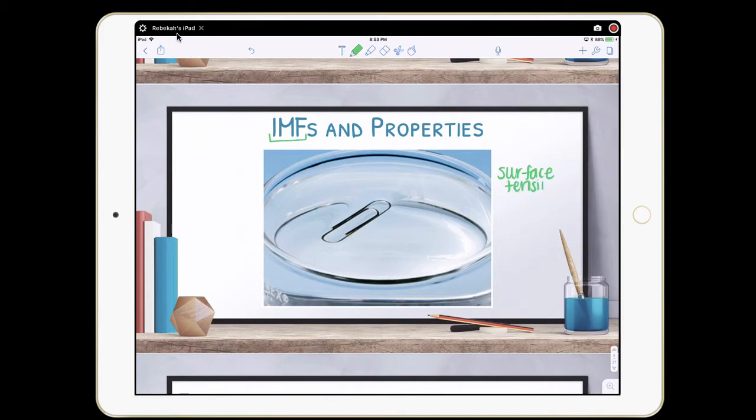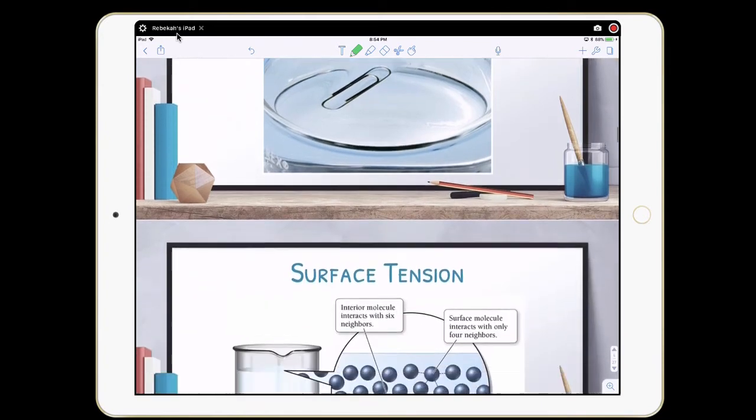Okay, have you ever seen the little bugs that float on top of the water? They look like they're walking on the water. These bugs are using surface tension of the water.